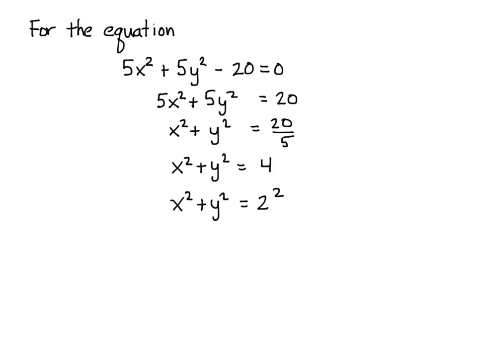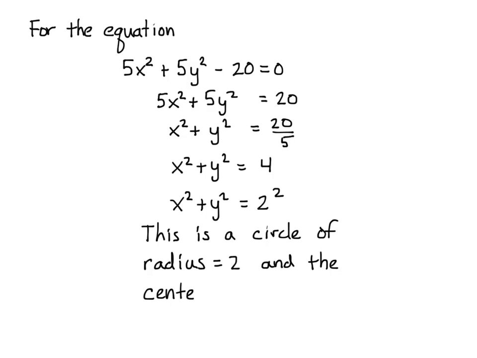And so our radius is 2. Okay, so this equation represents a circle of radius 2, and the center is at the origin because we don't have any h and k inside parentheses that are being squared.